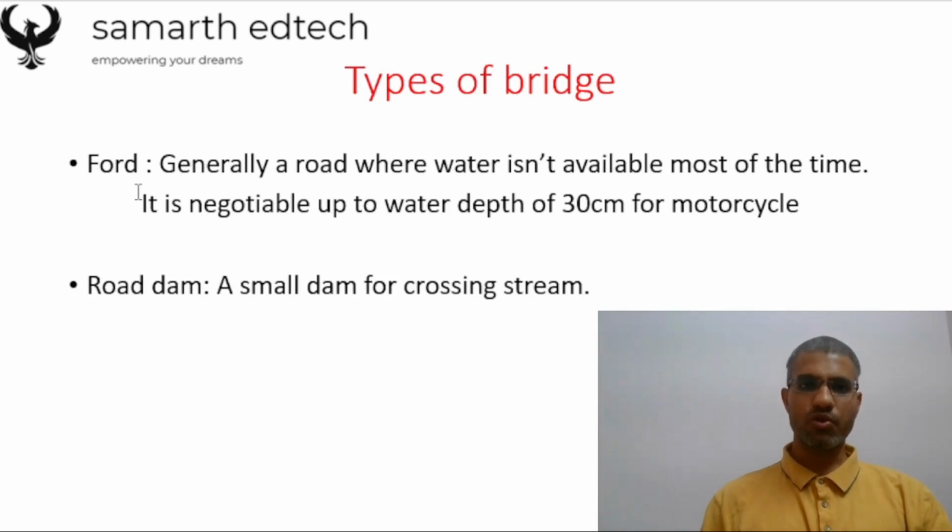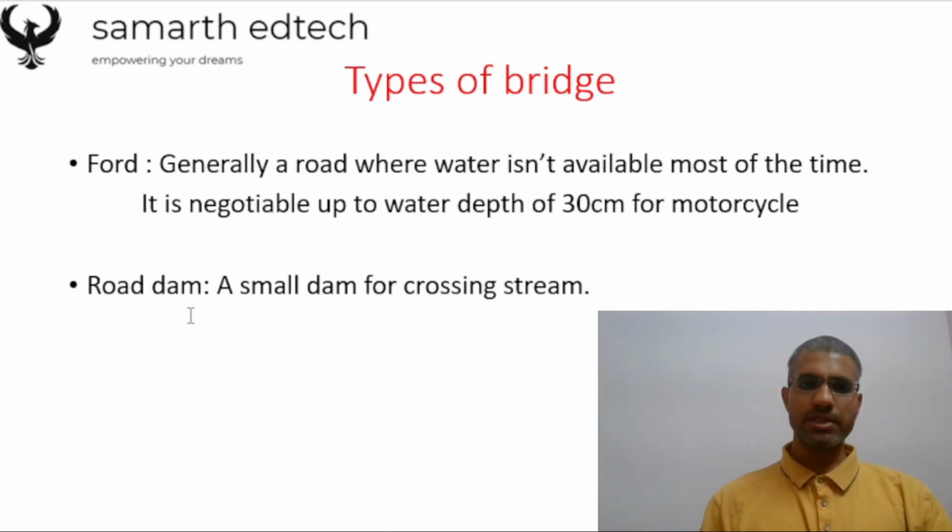The first one is ford. Ford is a very small bridge. It is actually a road which is generally not covered by water for your entire year, but during monsoons it is covered by water. So that is your ford. It is generally a road where water isn't available most of the time. It is negotiable up to water depth of 30 centimeter for a motorcycle.